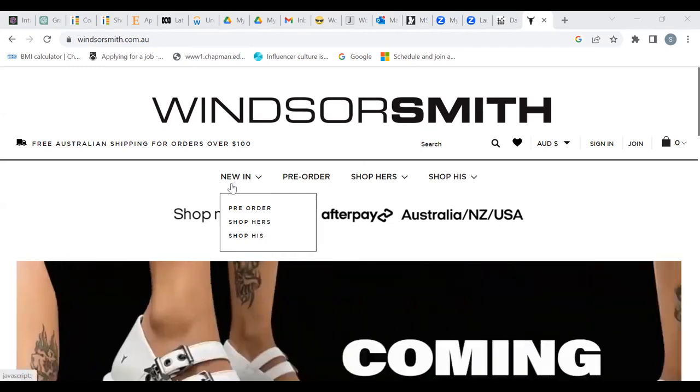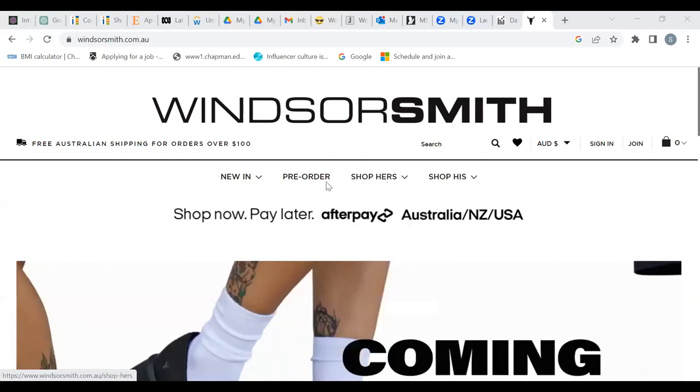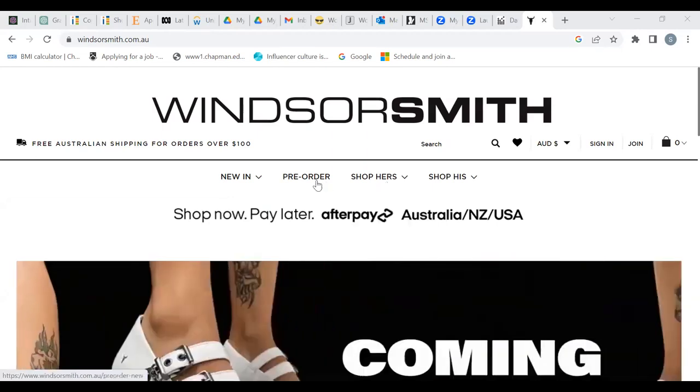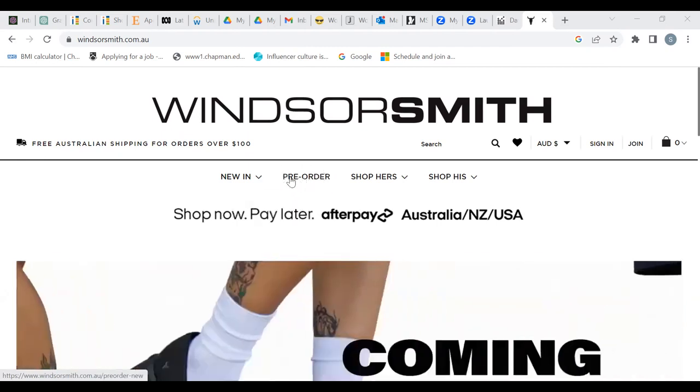So it is highlighting the type of shoes that are new, pre-order. Probably the consumers like to pre-order and just come and collect the shoes in the store. So that is why you are seeing this particular category, particular menu link option here.